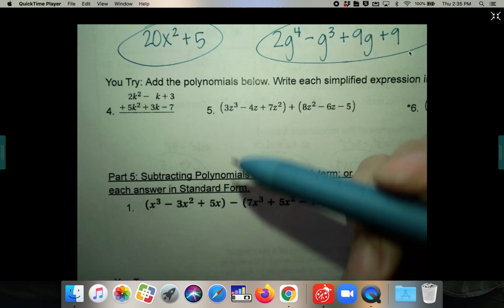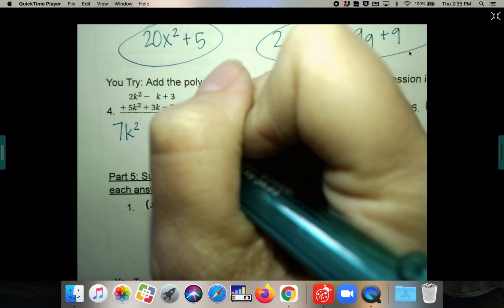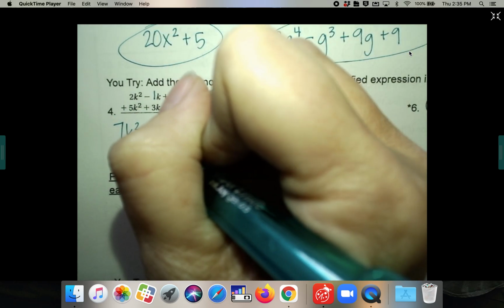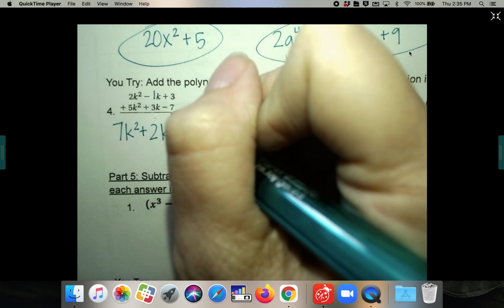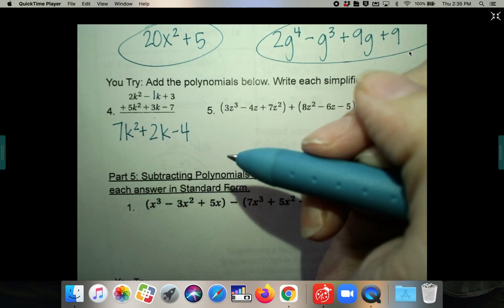All right, I'm going to go through these super quick because you've probably already done it. So this would be 7k squared, and that is a hidden invisible 1, so it would be plus 2k, and that would be minus 4.